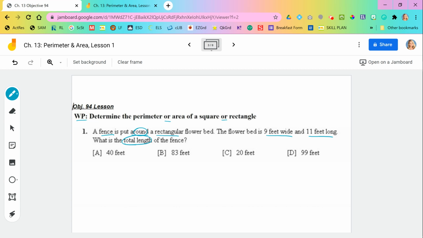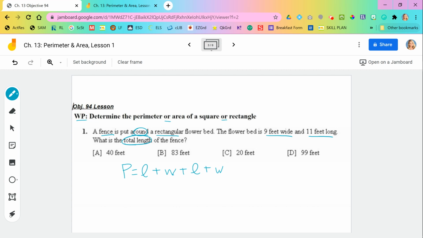So you need to rewrite your formula. Do not start out with the numbers. So P equals L plus W plus L plus W. My W's are a little incomplete.